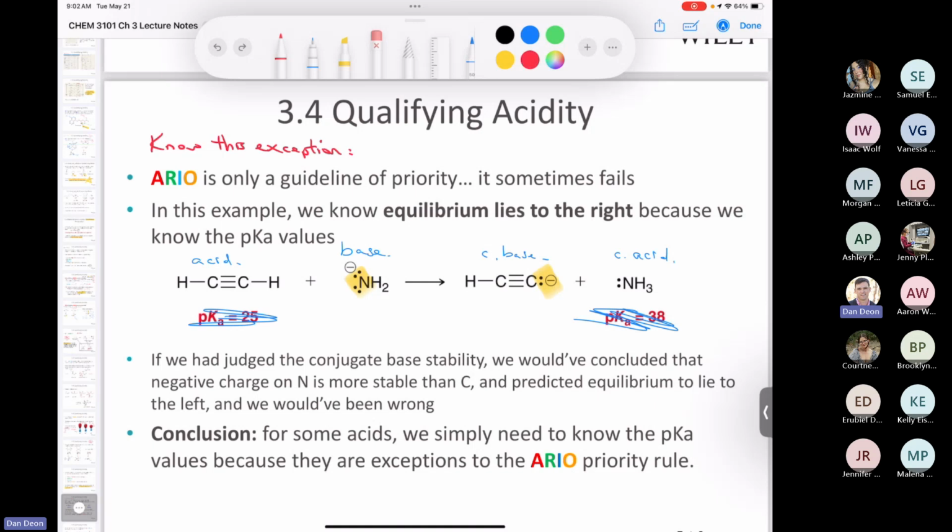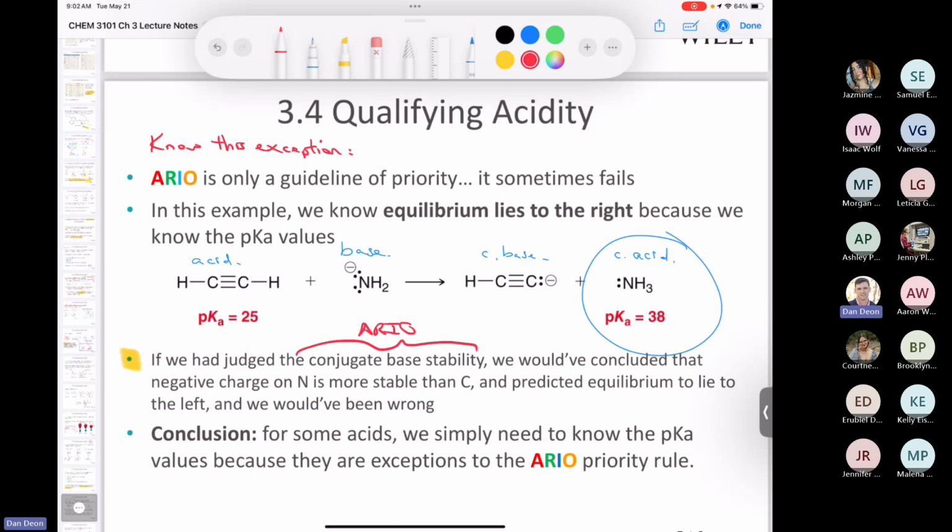How do I know that? Well, take a look at the pKa's. If we look at the pKa of the acid and the conjugate acid, you can see that ammonia's pKa is way higher than the pKa of acetylene. And so the equilibrium actually lies to the right in this case. So what's the conclusion is right here. If we had judged by conjugate base stability, if we had tried to use Aereo, in this case, we would have concluded that the negative charge on the nitrogen is more stable based on electronegativity. We would have predicted that the equilibrium lies to the left, and we would have been wrong.